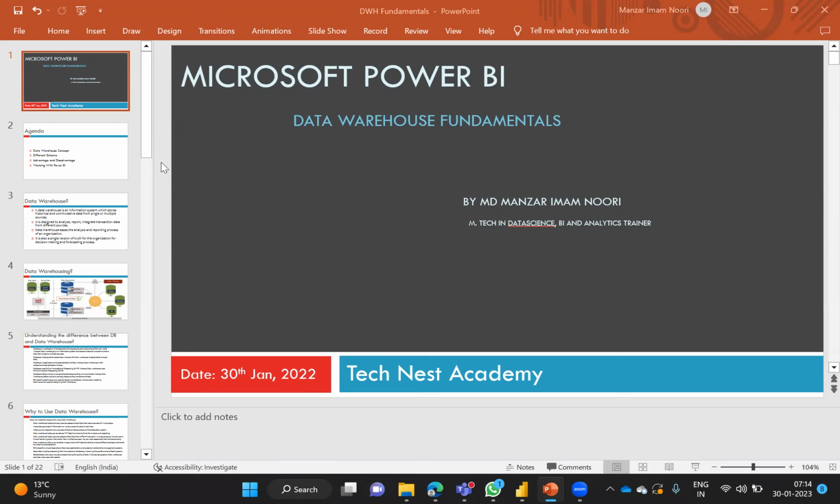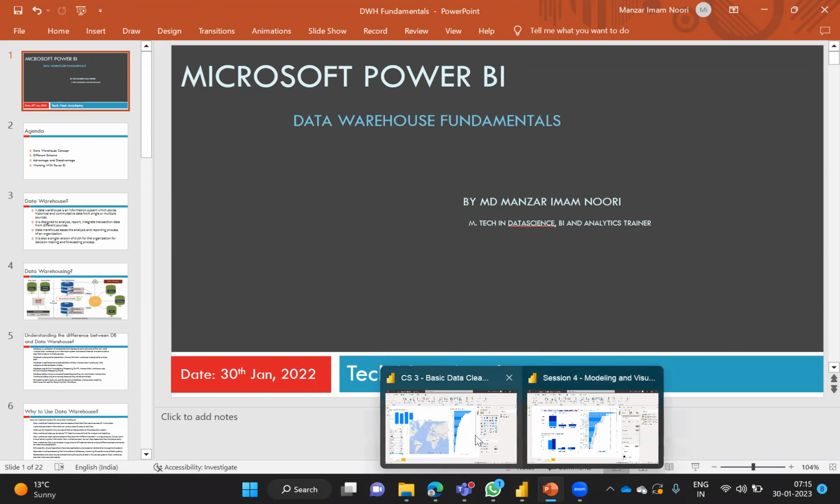So we are going to see how data flows from the sources to the reporting environment, and what are the different things involved. Then we are going to check what data modeling techniques are used in data warehousing, and a similar technique we'll also be using in Power BI to create the data model.